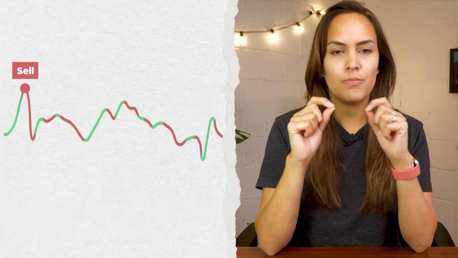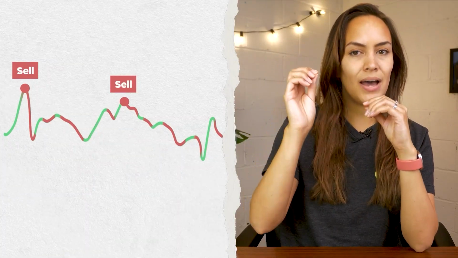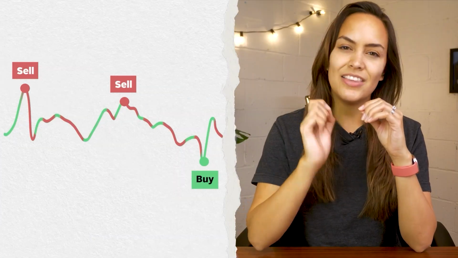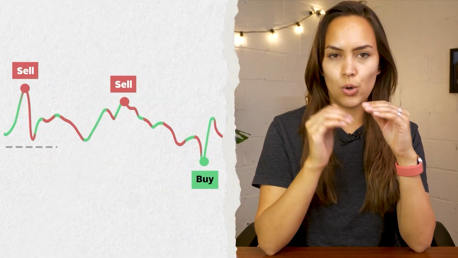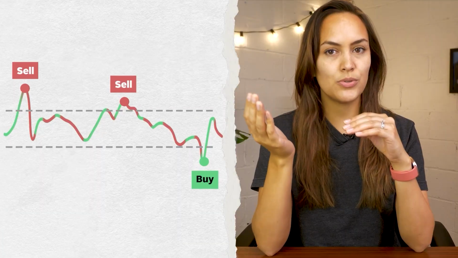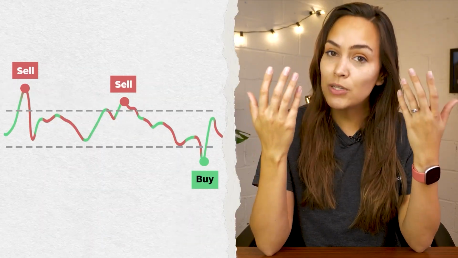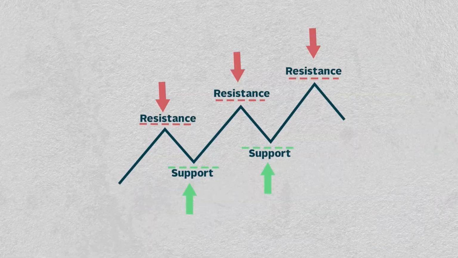To trade a range-bound market effectively, you want to be selling near the top of the range and buying near the bottom. And this is where using the overbought and oversold levels of the RSI can actually be useful, especially when combined with other analyses like support and resistance levels.